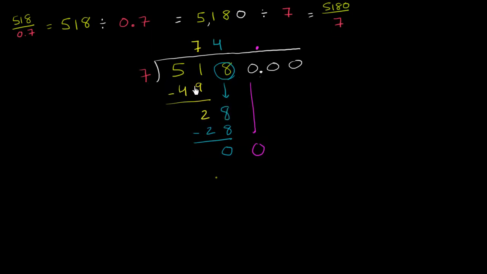Now we say, how many times does 7 go into 0? Well, it goes 0 times. 0 times 7 is 0. Subtract, you have no remainder. We could keep going and we'll just keep getting zeros like this. But we see that this is equal to 740.